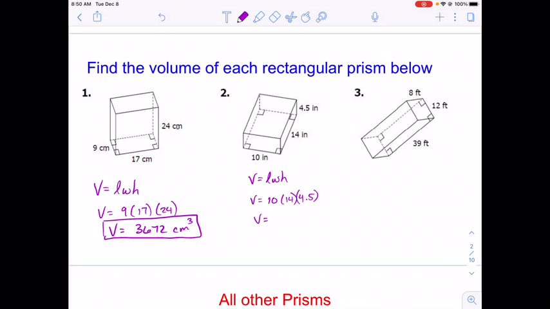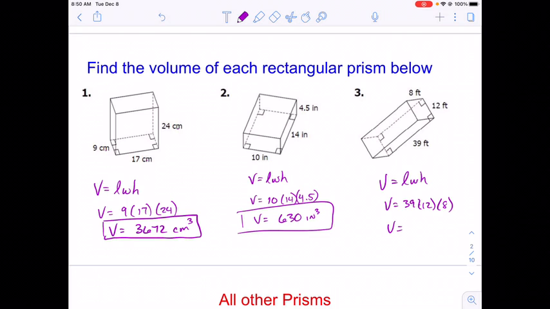So now we're going to have 10 times 14 times 4.5, and that's going to give us 630. This will be cubic inches. And number 3, volume is equal to length times width times height. And once again, it doesn't matter which one you call what. We're going to multiply 39 times 12 times 8. And our volume here is going to be 3,744. This will be cubic feet.